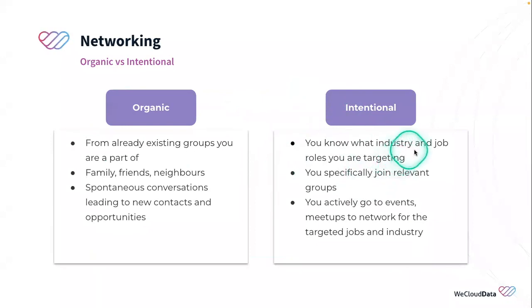Okay, so let's talk about these components and break it out. When I say organic, I mean from already existing groups you belong to. This could be family, friends, neighbors. It could be spontaneous conversations that lead to new contacts and opportunities. Intentional is when you know that you're either building out your career or you're actively job searching in the next 3 to 6 months or whatever. You know what industry and job roles you're targeting, and you specifically join relevant groups in those targeted areas. So you actively go to events, meetups to network with folks from that targeted job and industry.